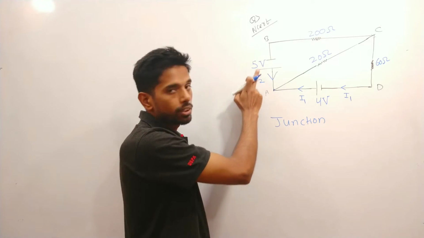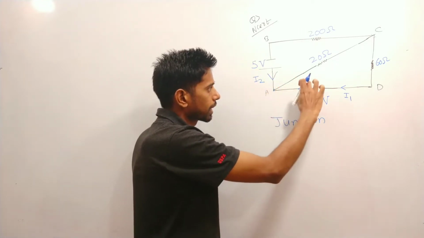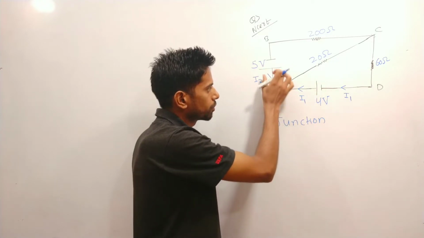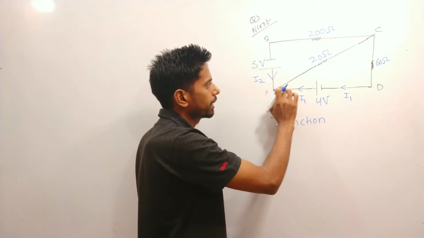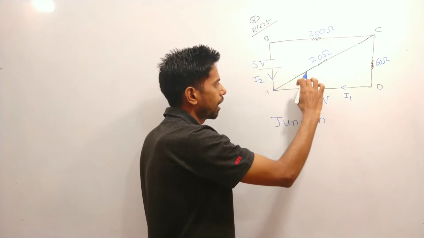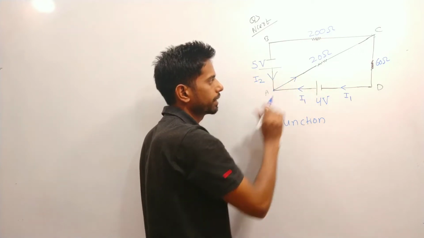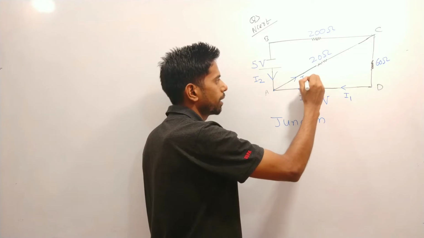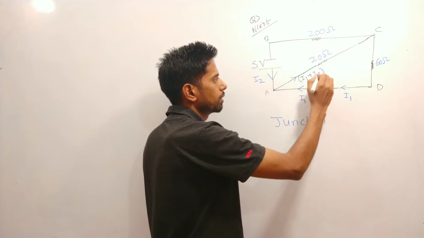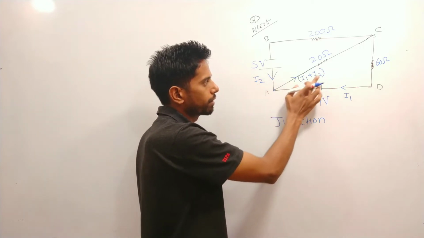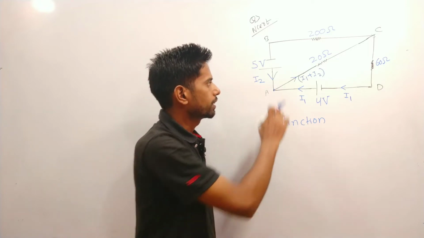I2 current is flowing due to the 5 volt cell. Both will come to this section. The current which is coming toward the junction is taken as positive. After coming to this junction, I1 and I2 both will combine and this will become I1 plus I2. We can make it I3 also, but it is easier to solve a 2 variable equation rather than a 3 variable equation.